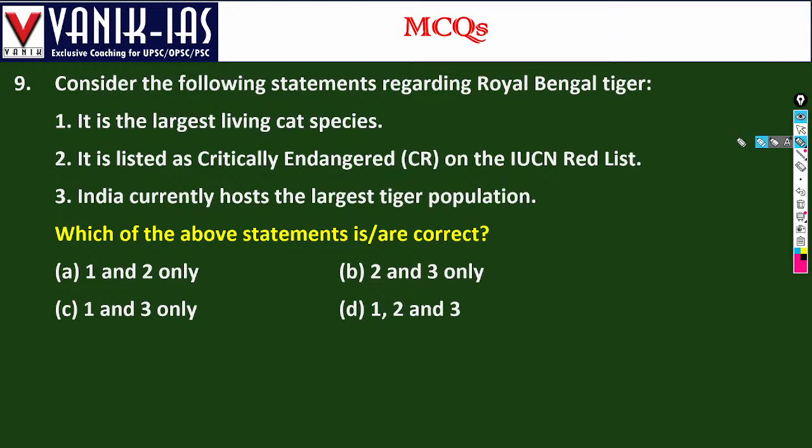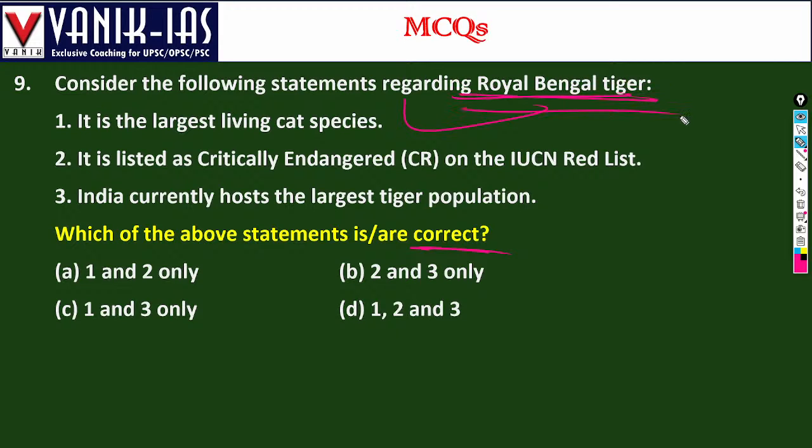Regarding the Bengal tiger, it is the largest living cat species. Cat species means you can also call tigers cats. Is the statement correct or incorrect? It is correct. The Royal Bengal tiger is the largest living cat species.